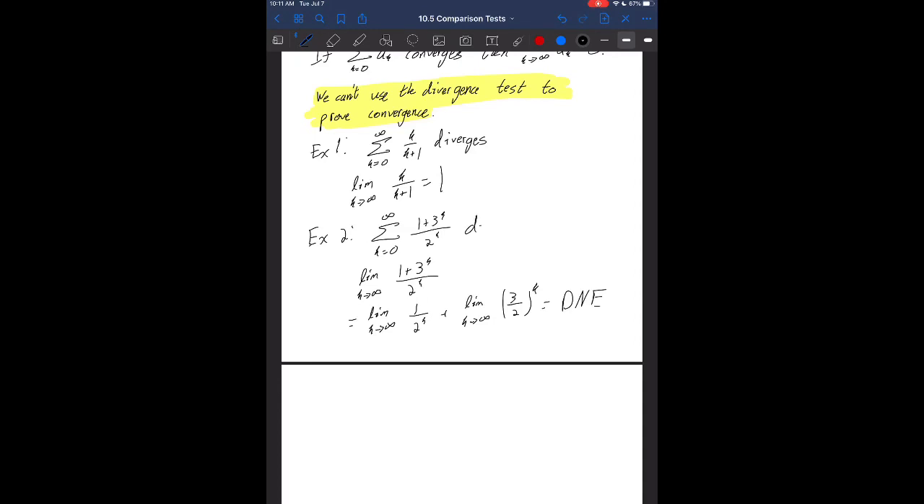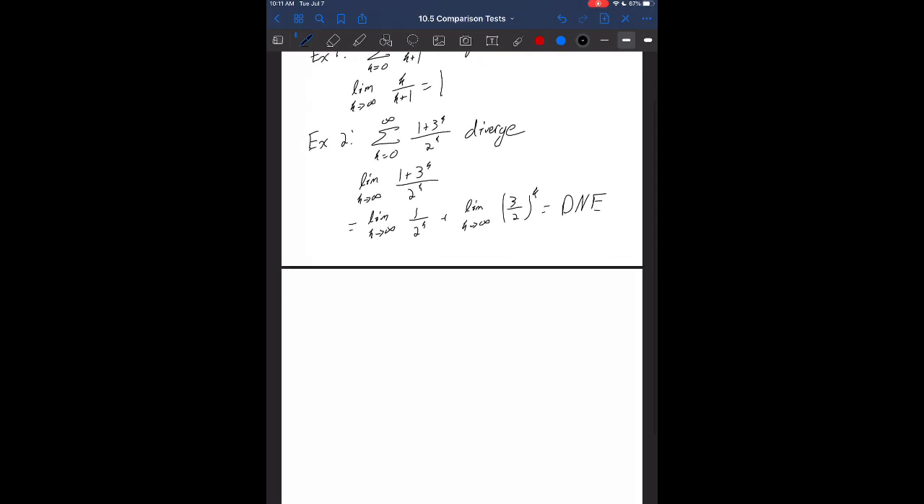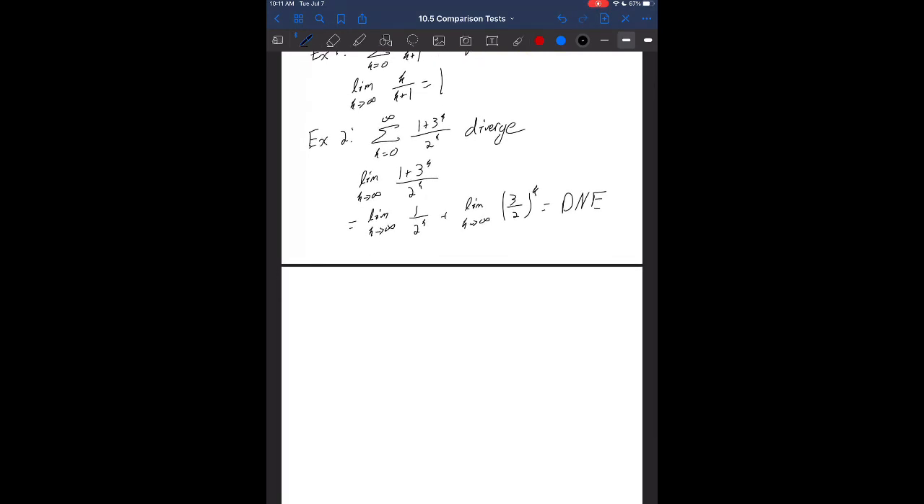So this actually does not exist. And so this limit is going to diverge as well, because we know that this limit is not going to be equal to 0. It's actually going to get really, really big. So in this case, we're actually adding terms that are getting bigger and bigger and bigger every time.